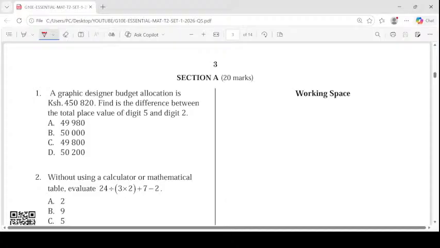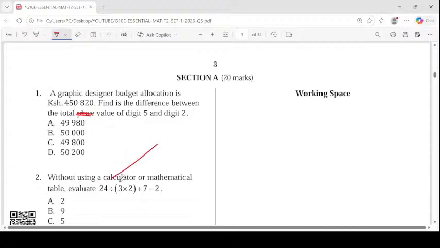We know when you talk about digit 5, ones, tens, hundreds, thousands, tens of thousands. No, this should be the total value, not the total place value. I think the question had a small typo. It should be the total value and not the place value. Let us erase this place value. So we want to get the difference between the total value of digit 5 and that of digit 2.